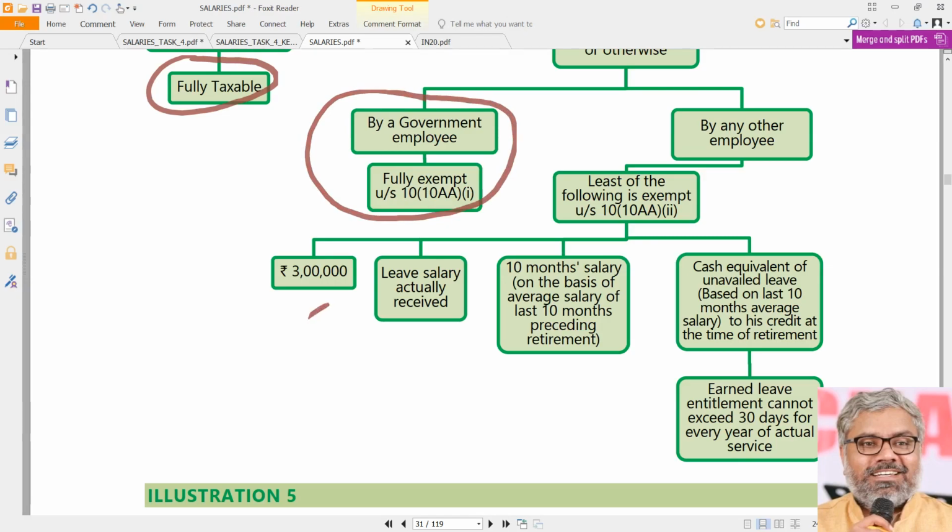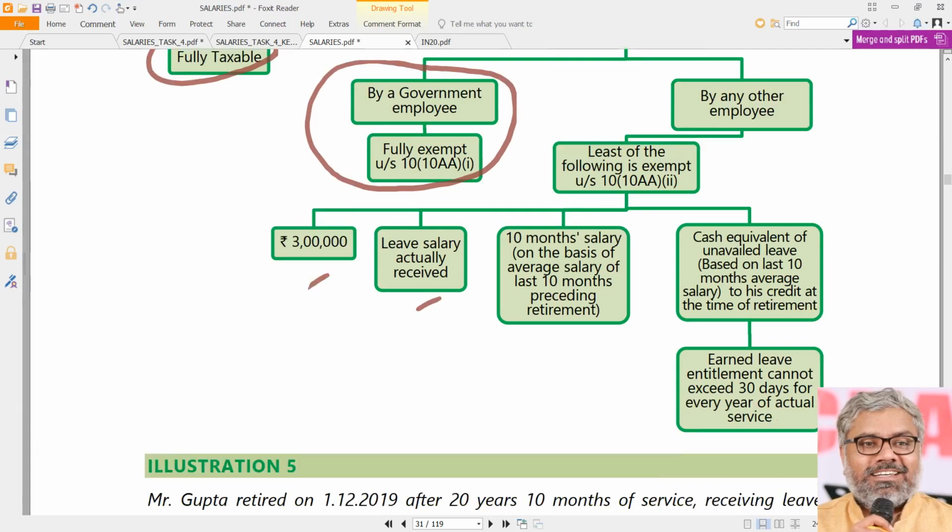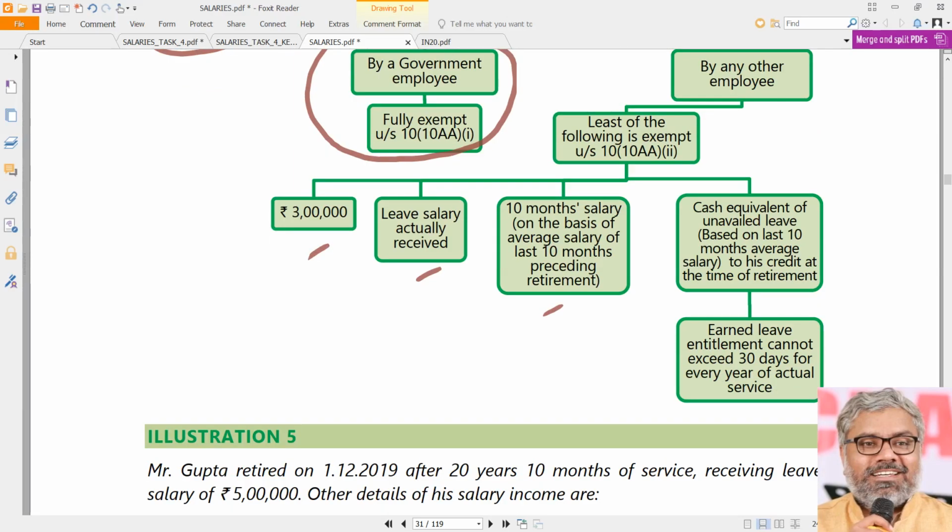What is the first one? 3 lakhs rupees. Second one, leave salary actually received. Third one, 10 into average salary. Fourth one, unavailed leave into average salary, which means the cash equivalent of unavailed leave based on average salary to the credit at the time of retirement.